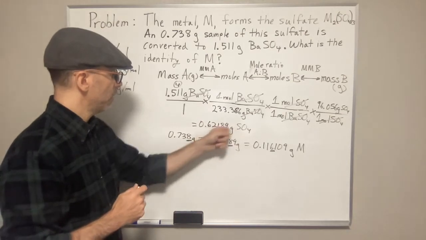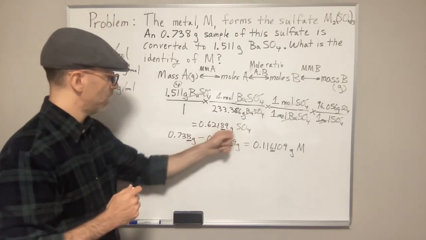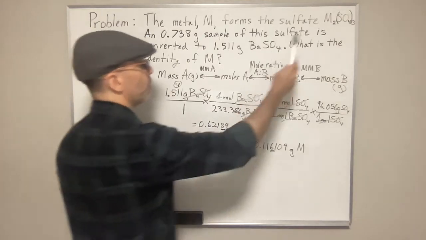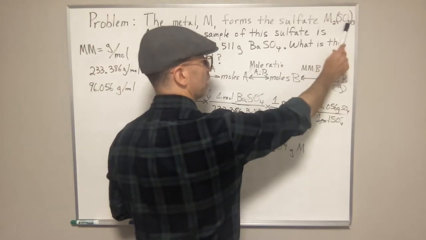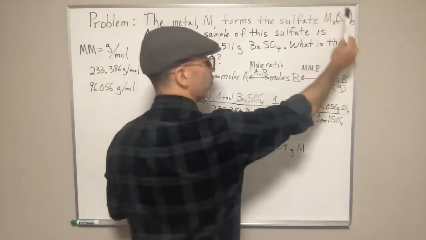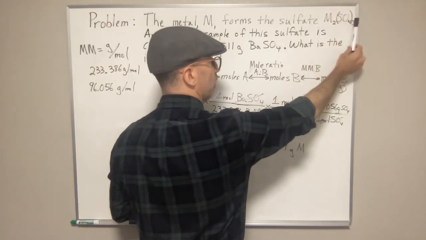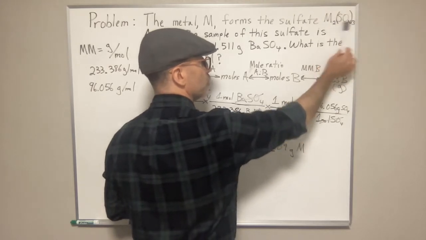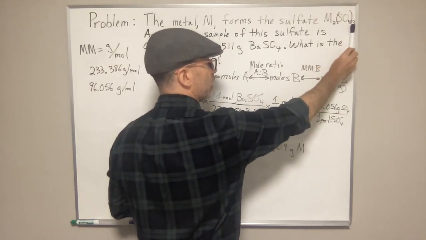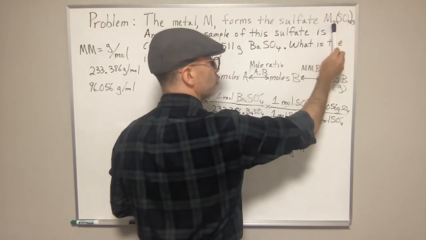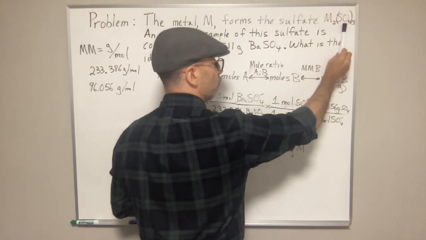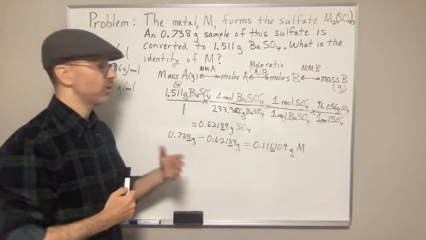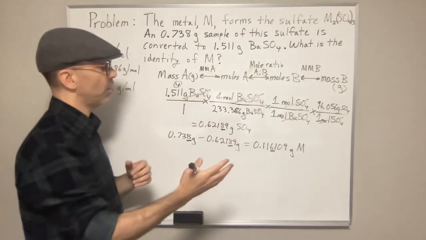So here I have grams of our sulfate, right? And I know the ratio of moles of sulfate to moles of our metal given the formula. So the ratio of moles of sulfate to the moles of the metal is 3 to 2. Look at the subscripts. So for every 2 metals, I have 3 sulfates. So I can use that mole ratio to convert from moles of sulfate to moles of our metal.